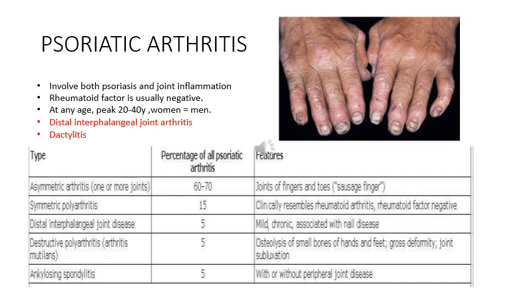Then destructive polyarthritis is another complication, also called arthritis mutilans, where there is osteolysis or destruction of small bones of the hand and feet. There will be a gross deformity, and joint displacement or subluxations will be present. Also, ankylosing spondylitis. Spondylitis is another characteristic of psoriatic arthritis, because ankylosing spondylitis is another autoimmune condition characterized by the presence of HLA-B27, which also has involvement in the manifestation of psoriasis. These are the main features of psoriatic arthritis.